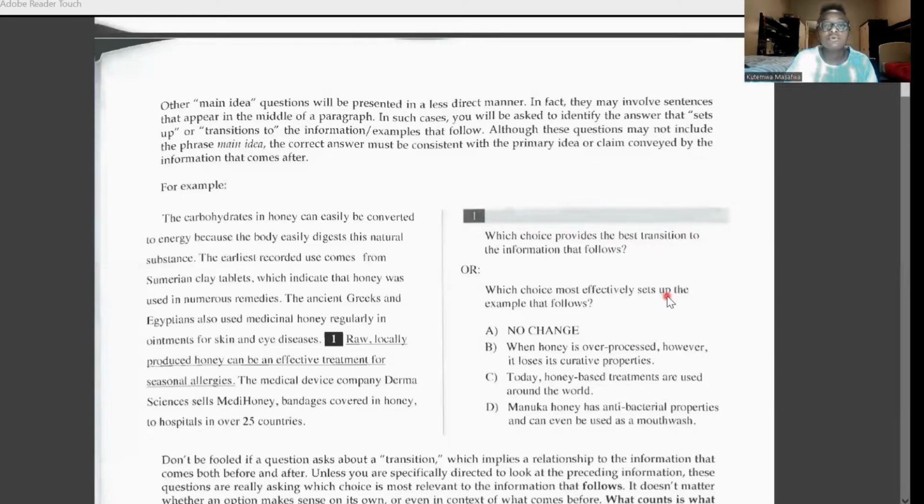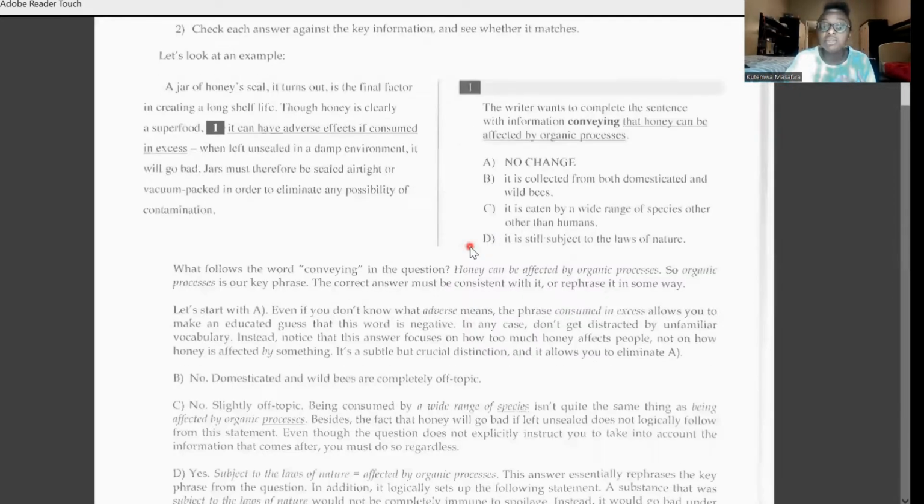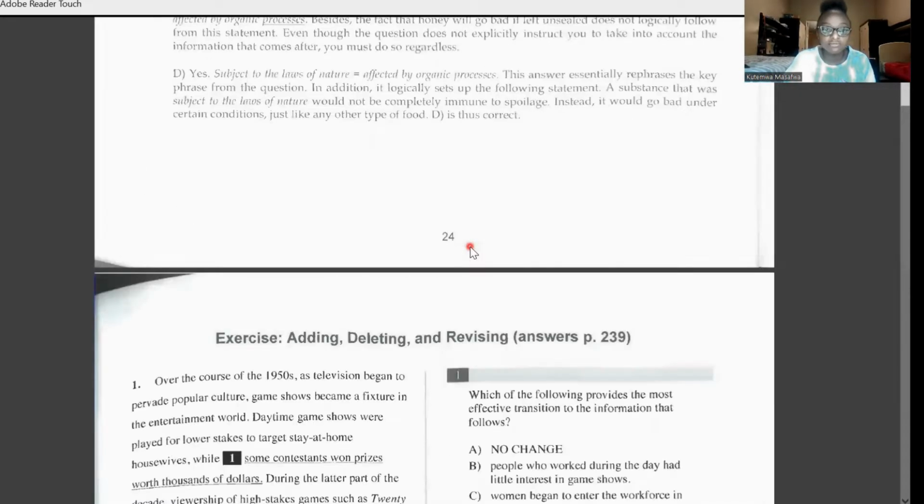Then apart from that, you can also have others that test a specific emphasis, not really about you setting up information, you transitioning from a previous paragraph, but just something very specific. Like this example that says the writer wants to complete the sentence with information conveying that honey can be affected by organic processes. Same thing, right? You're only going to have one answer that actually talks about honey being affected by organic processes.